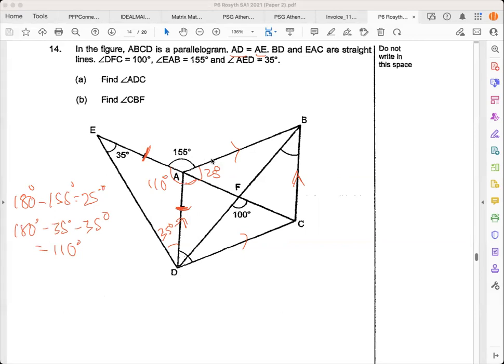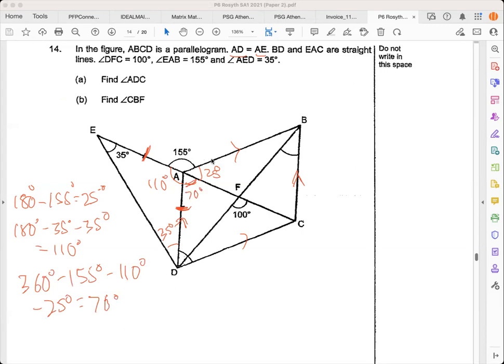So you need not go straight away to ADC. You can start with filling up as much as you can. So I fill up this one. Let's find out this one. So it's 360 minus 155 minus 110, and then minus 25 degrees. And then we get 70 degrees. So this is 70.